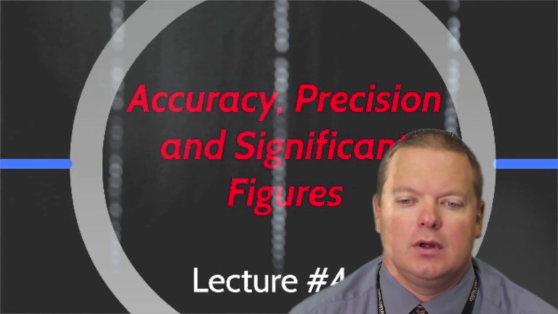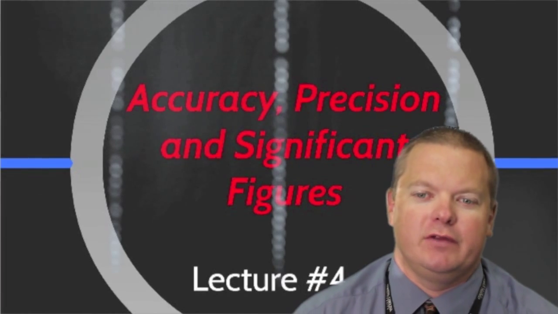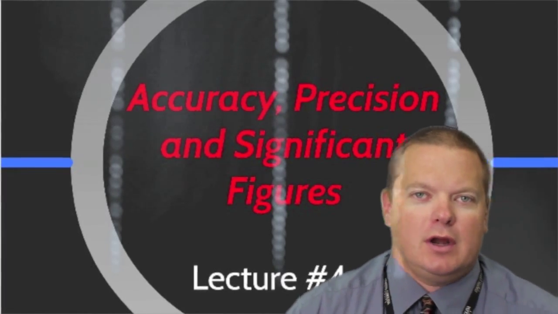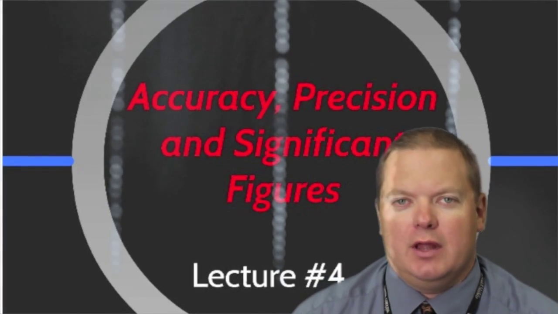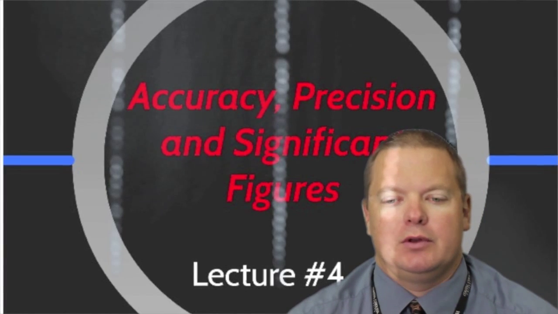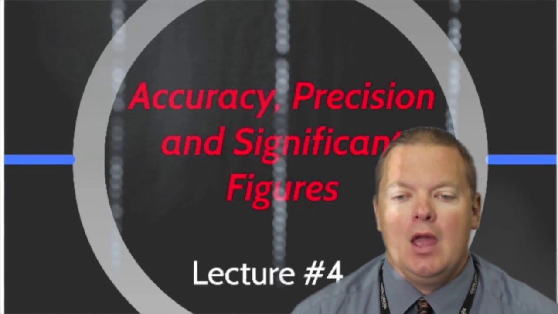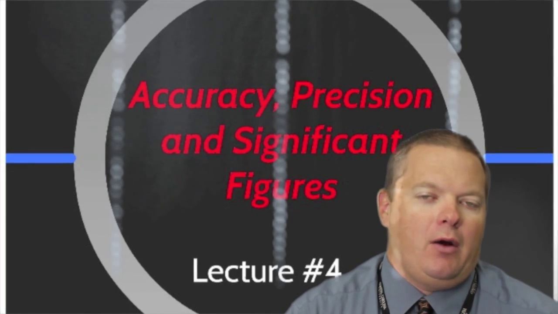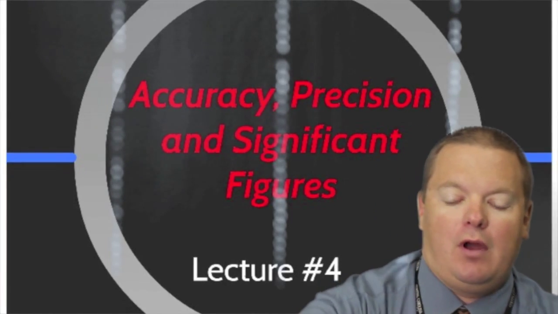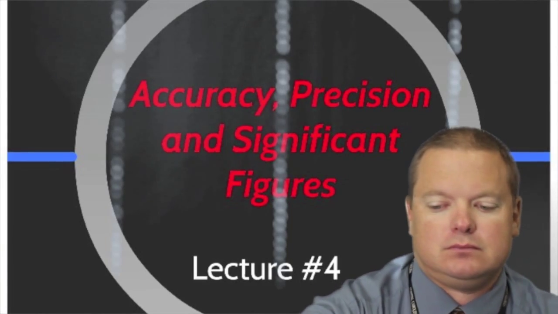Lecture number 4: accuracy, precision, and significant figures. So today we're going to start talking about how we can put significance onto the numbers that we calculate or measure in the chemistry laboratory or classroom, and how we relate those numbers to how accurate or precise we are. And we'll define all of those terms in a minute.